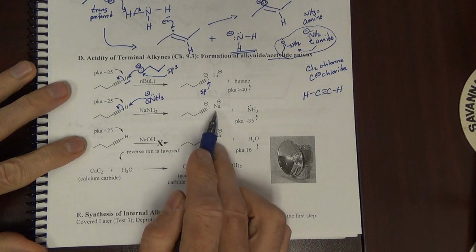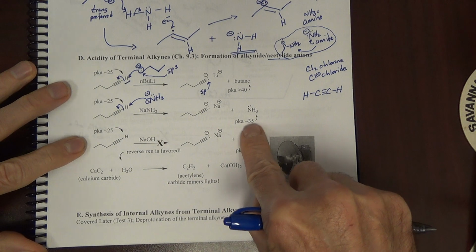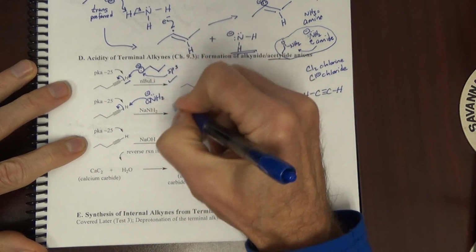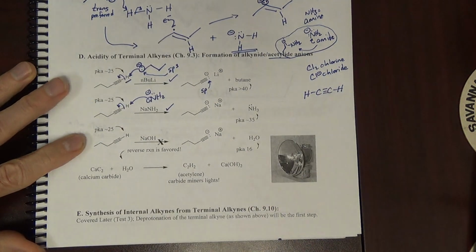And which side's favored? Well, the right. It's favored by 10 to the 10, and that's also enough to be fully complete. So these two bases will deprotonate terminal alkynes.